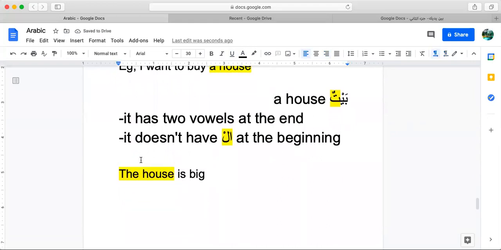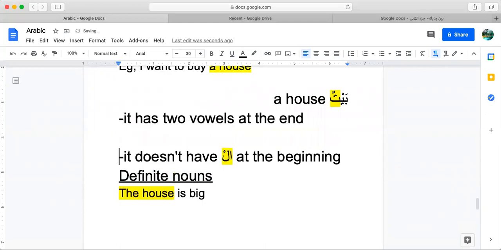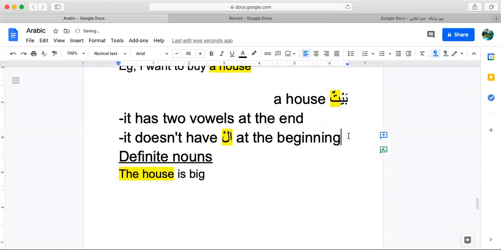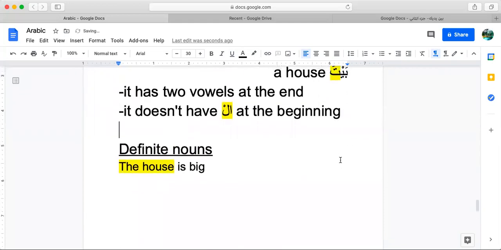What about definite nouns? We mentioned the example in English is the house. The house is big. Well, now we take the same example of baytun. We will make it definite. We make it the house. How do you do that? You add an alif and lam at the beginning. So that lam has a sukoon there. Al baytu.